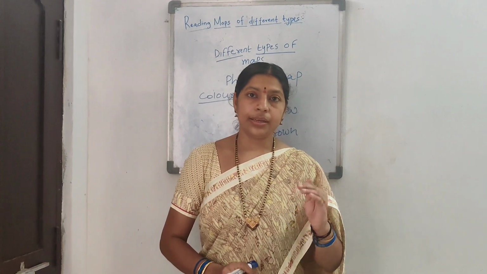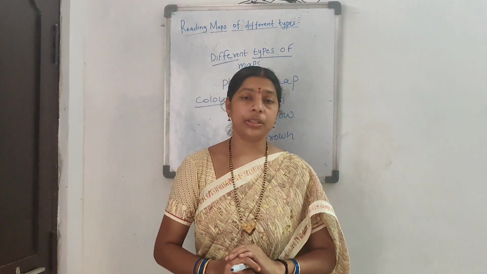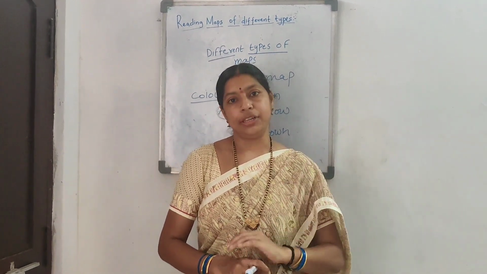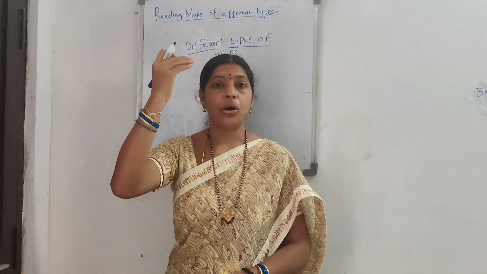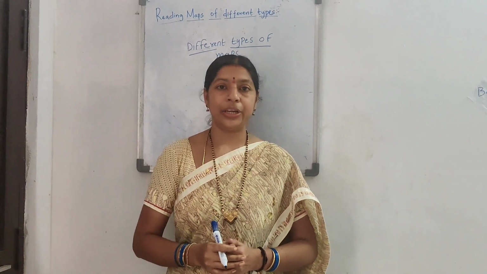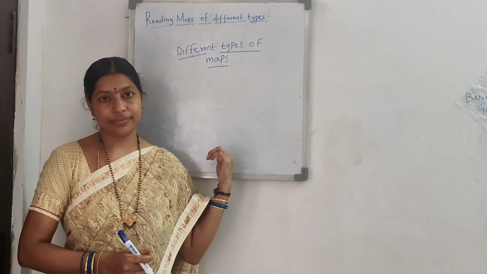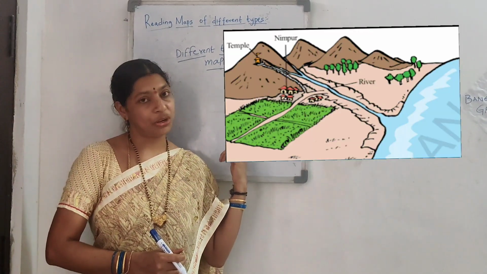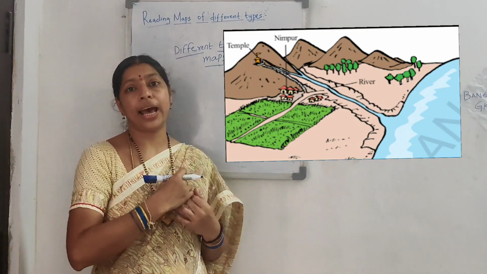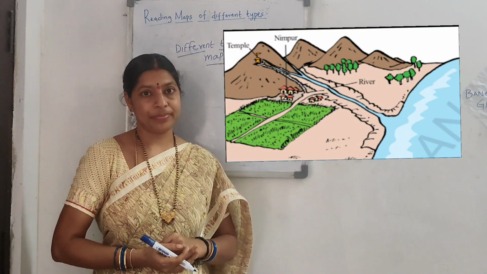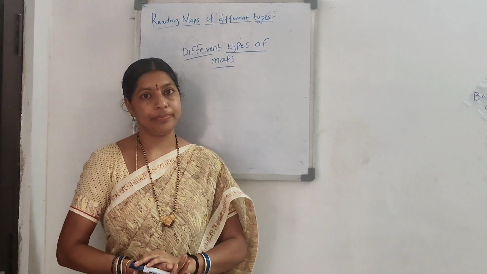Colors are used to show the differences in land elevations. Green is used to depict the lower elevations. Brown color shows the higher elevations. Children, how can we represent the height of land on a flat paper? Try to understand this concept. Observe the picture on the screen. This is a picture, not a map. In this picture, the height of hills hides what is behind them. A map should show all the places without hiding them.